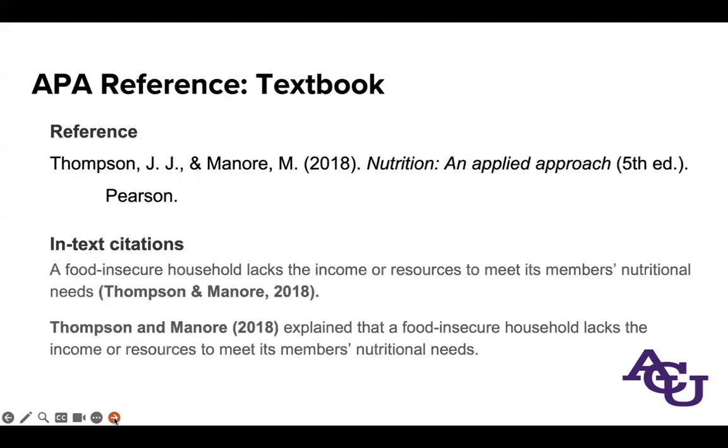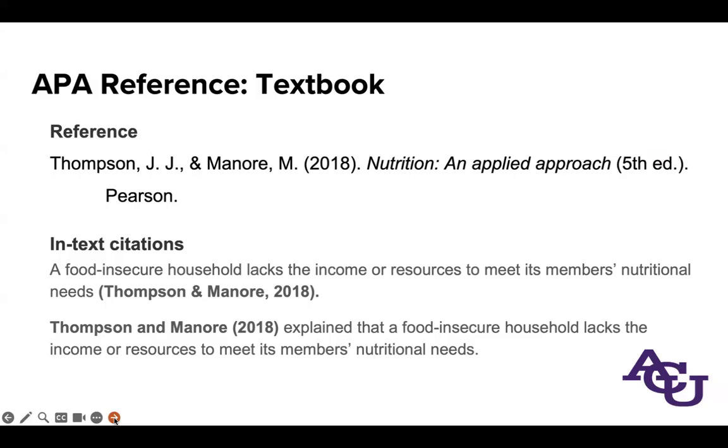Last, you may, of course, want to cite your textbook, which is a whole authored book. So let's look at how to reference it. A whole authored book means that the same author or set of authors wrote the book. So here we're going to use those authors' names in the author portion of the reference.